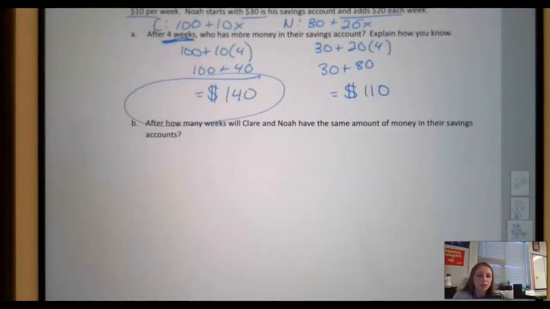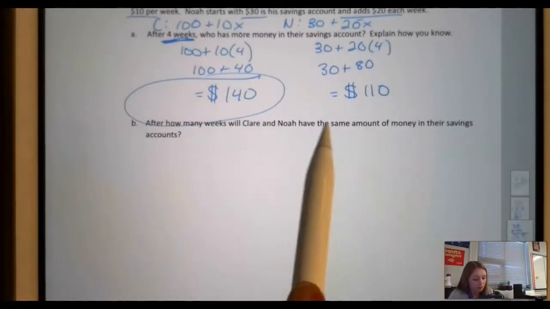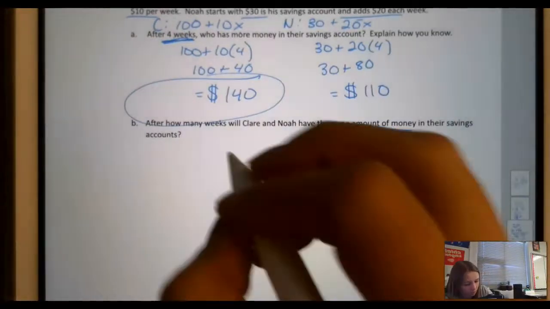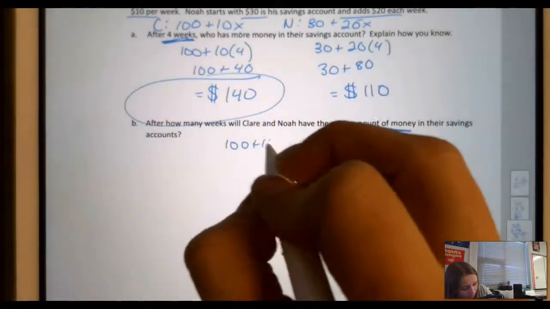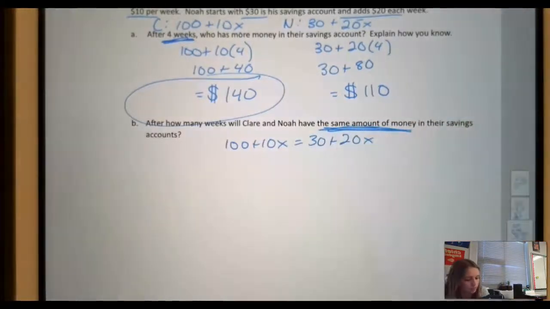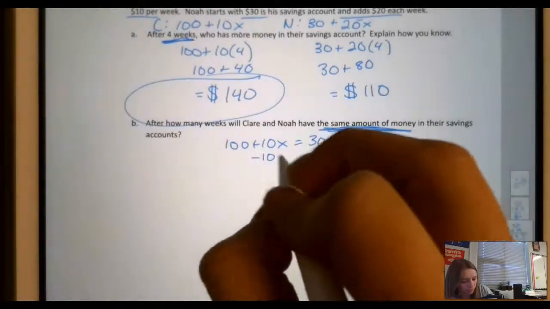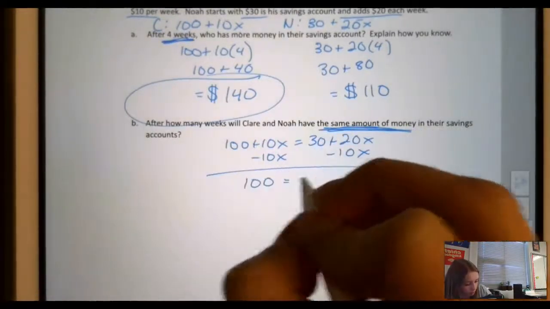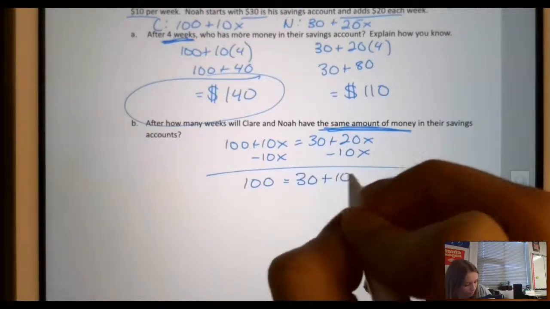Alright, now after how many weeks will Claire and Noah have the same amount of money? Keyword there is same. Same means equal. So we're going to set our equations equal to each other. So 100 plus 10x equals 30 plus 20x. I'm going to subtract 10x from both sides. 100 equals 30 plus 10x.